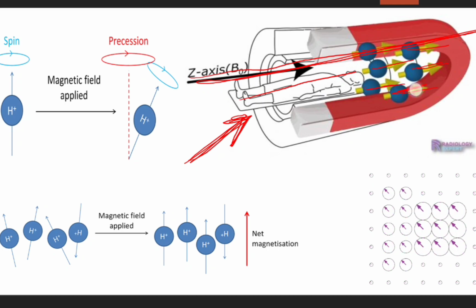And these atoms are not stationary. In this picture you can see they are all stationary, but actually they are not stationary, they are precessing, they are moving, and this is your main magnetic field. So all these atoms are polarized.